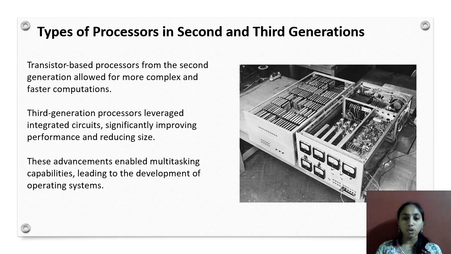And then we will move on to the next slide, that is types of the processors in the second and third generations. Transistor-based processors from the second generation allowed for more complex and faster computations. Third generation processors leveraged integrated circuits, significantly improving performance and reducing size. These advancements enabled multitasking capabilities, leading to the development of operating systems.